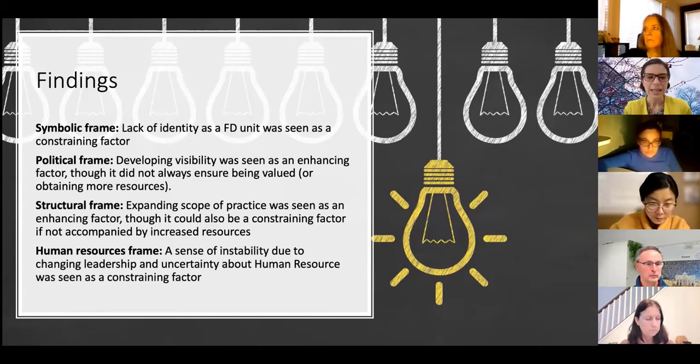And the last frame, the human resources frame, I think I saw some of this come up in your responses as well in the chat. But it's really associated with this sense of instability that participants associated or pinpointed to the change in leadership and uncertainty about human resources. So most institutions have had significant changes in leadership, and there was that internal uncertainty about how the staff will shift and in what way, and this really created this sense of instability, which was a constraining factor.